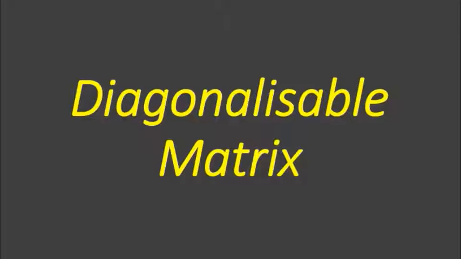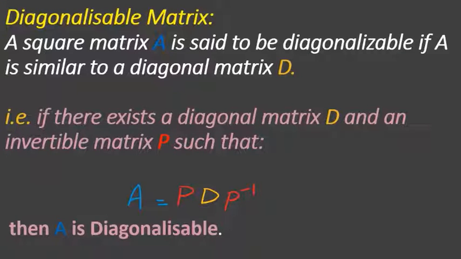After learning about a few concepts on diagonal matrices, now let us go to the main concept of this lesson, that is diagonalizable matrix. Now let us look at the definition of a diagonalizable matrix. A square matrix A is said to be diagonalizable if A is similar to a diagonal matrix D. Before we learned what are similar matrices, so you call a square matrix A to be diagonalizable if A is similar to a diagonal matrix D.